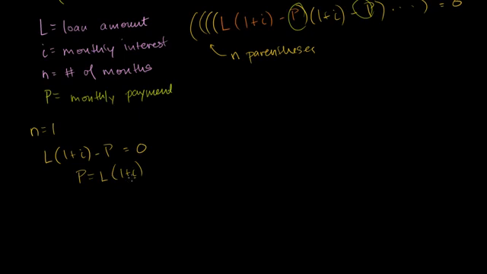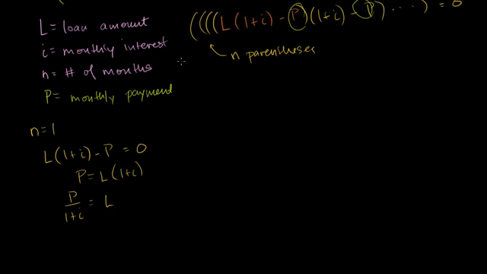Or if you divide both sides by 1 plus I, you get p over 1 plus I is equal to L. And you might say, hey, you already solved for p. Why are you doing this? I'm doing this because I want to show you a pattern that'll emerge.